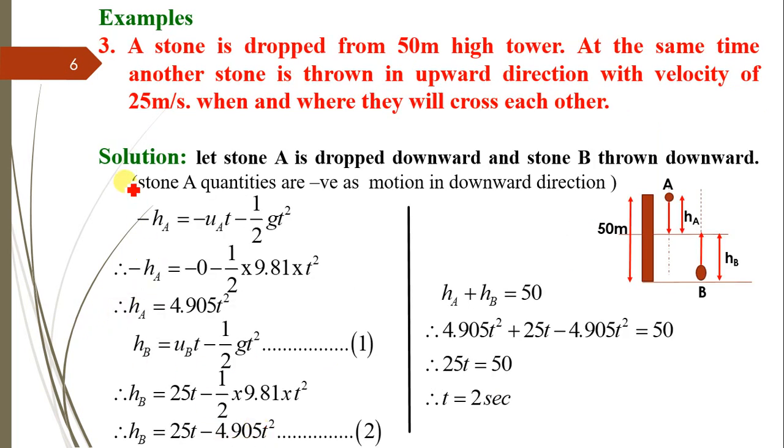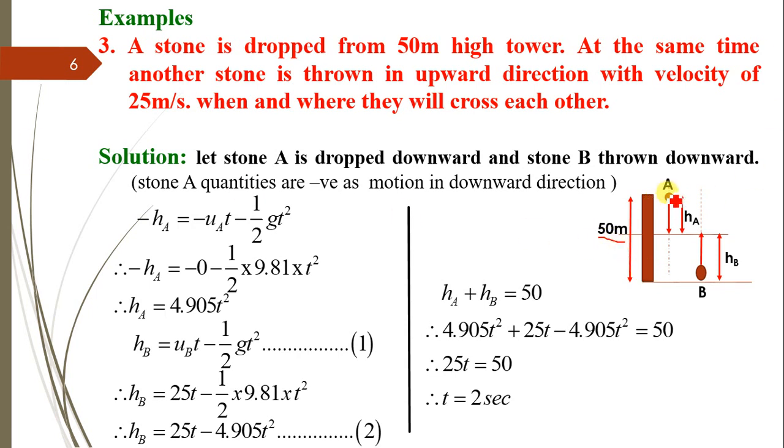The next problem: a stone is dropped from a 50-meter high tower. At the same time, another stone is thrown in the upward direction with a velocity of 25 meters per second. When and where will they cross each other?